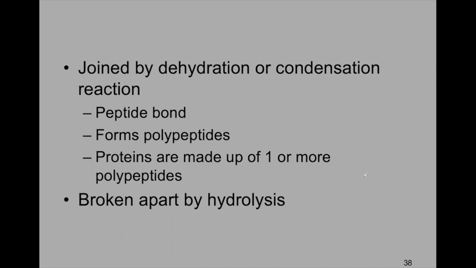Now, proteins are put together by a dehydration or condensation reaction. The bond that's formed is called a peptide bond. When we have multiple amino acids put together, it forms what's referred to as a polypeptide. So the terms protein and polypeptide are the same thing. Proteins can be made up of a single polypeptide, a single chain of amino acids, or we can have multiple chains of amino acids that then also react together. That's what we call a quaternary protein, which has multiple polypeptide chains all put together to create functions.